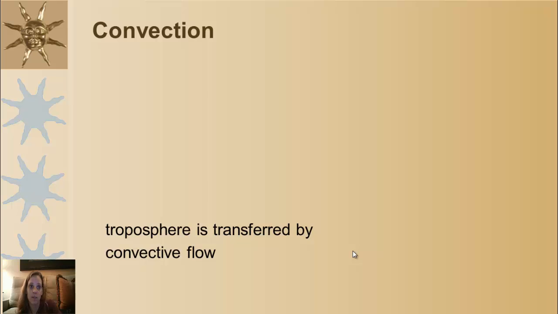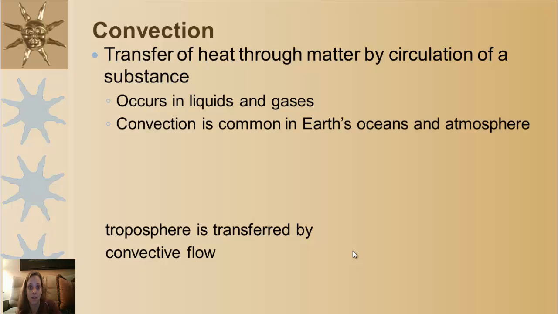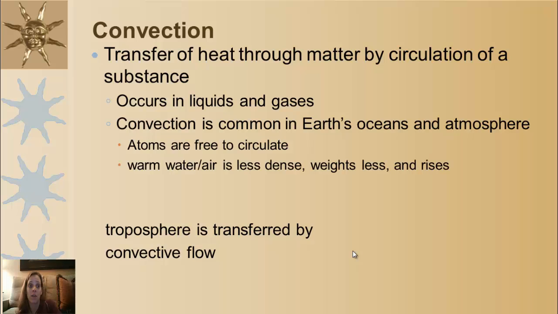And then we have convection, the second type of heat transference. It is the transfer of heat through matter by circulation of substances. Let me explain what that means. It occurs in liquids and gases, and it's common in Earth's oceans and atmosphere. Essentially, the atoms are free to circulate through the ocean or the atmosphere, the liquid or the gas. Warm water or warm air is less dense, it weighs less, and so it rises higher. Cooler air is more dense and heavier, so it sinks. So it creates this convection current that goes around in a circle.